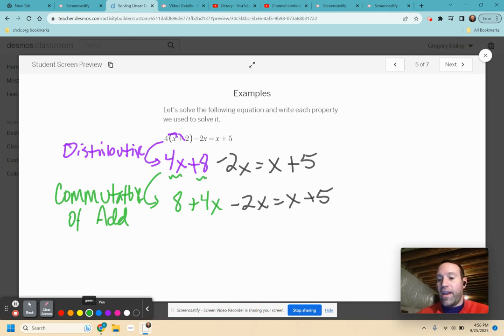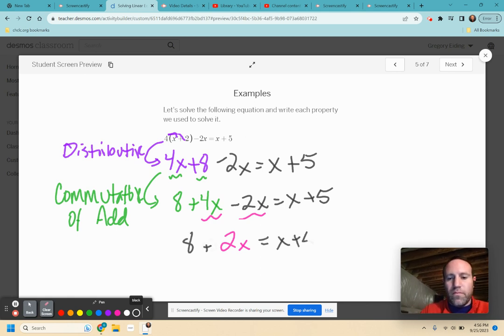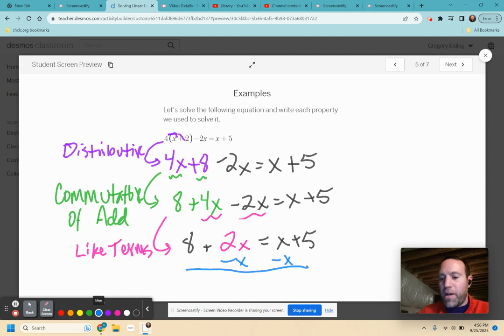And then I'm going to go ahead and combine my like terms together. So that's going to give me 4x minus 2x. That's 2x. So how did I go from this step to this step? I used like terms. Next, we're going to go ahead and subtract x from both sides like we did on the previous slide. But this time, what property am I using to justify that? I'm using the addition property of equality.